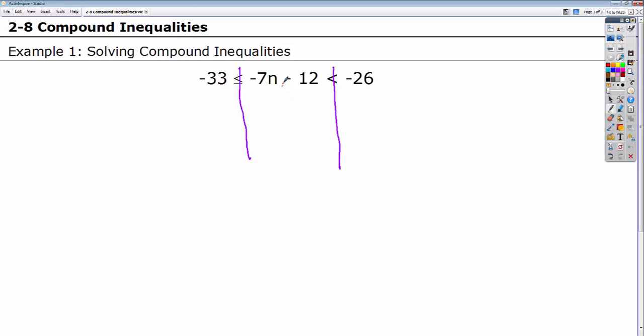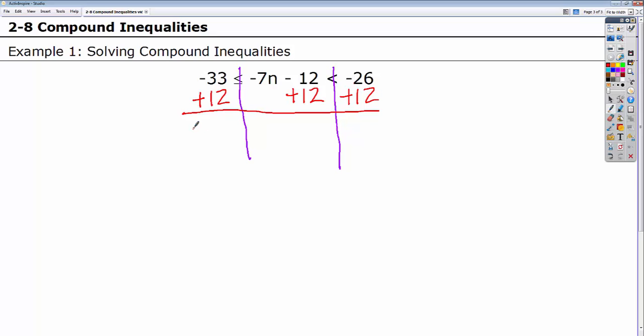Okay, so our goal is to get n in the middle by itself. We know that from looking at our past problems, that's kind of what we expect to have. So let's work on getting n by itself. So first thing I need to do is add 12. Whatever you do to the inside, you do to both of the outsides. Alright, it keeps everything balanced.